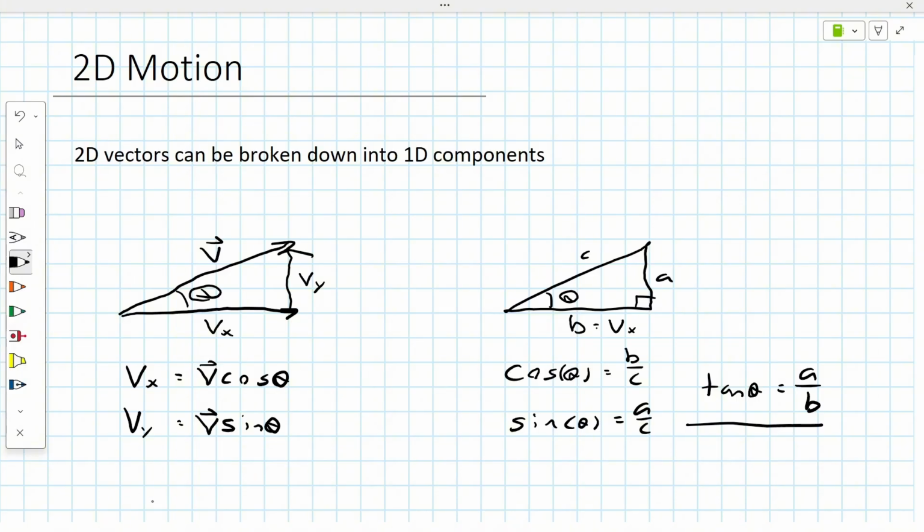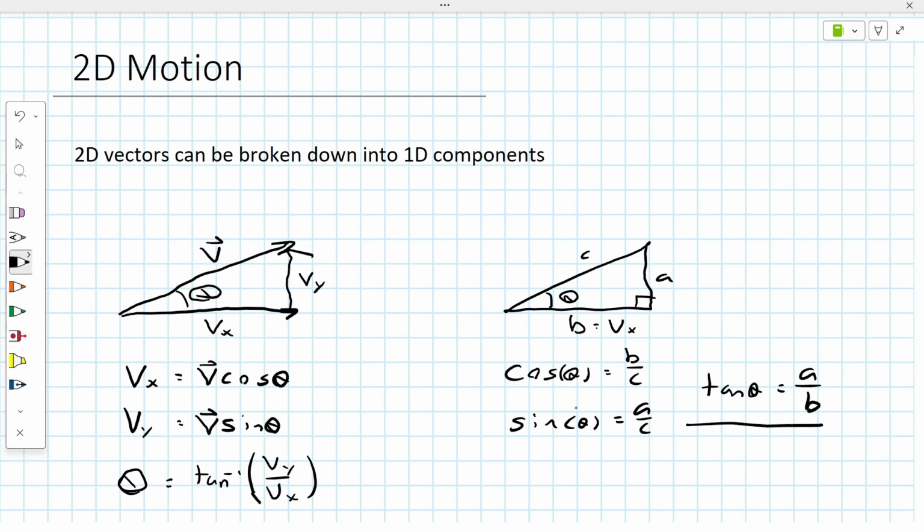And then if we were given the components but wanted to find the angle, using this over here, we could say that the angle theta is equal to the inverse tangent, or arctan, of the opposite, which is v sub y, over v sub x.